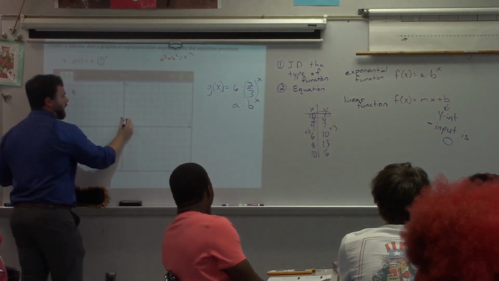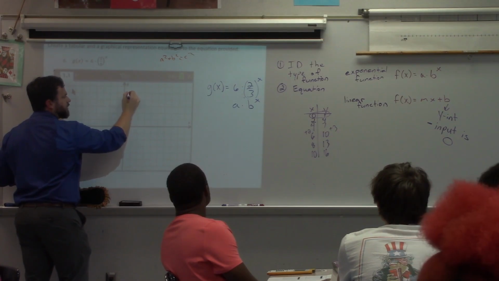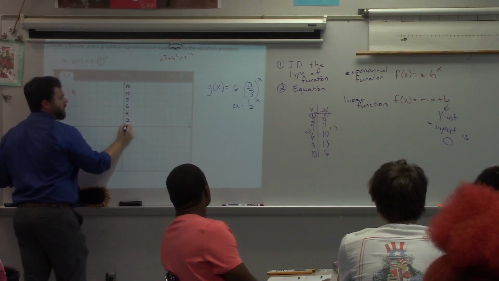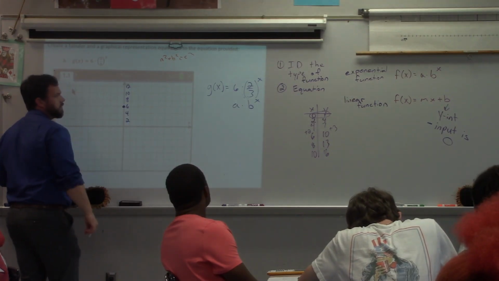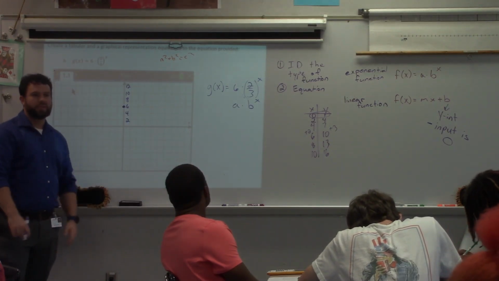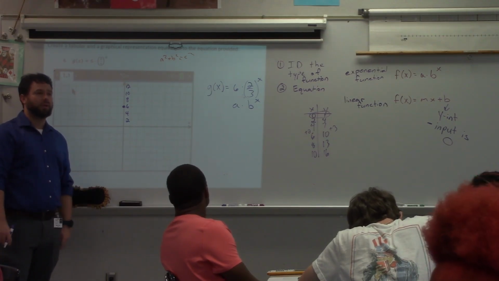All right, because I have such large numbers, I'm going to rescale my axis here. You don't have to. I'm just taking advantage of this. So, the y-intercept is 6. Do you know how to get the rest of these points, though? No, you have to do 6 times 2/3. Oh, 6 times 2/3. What does that give me?